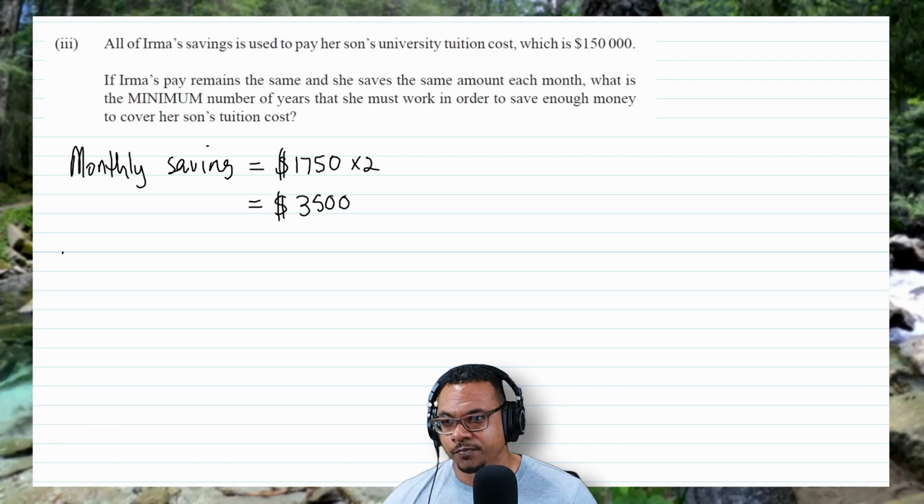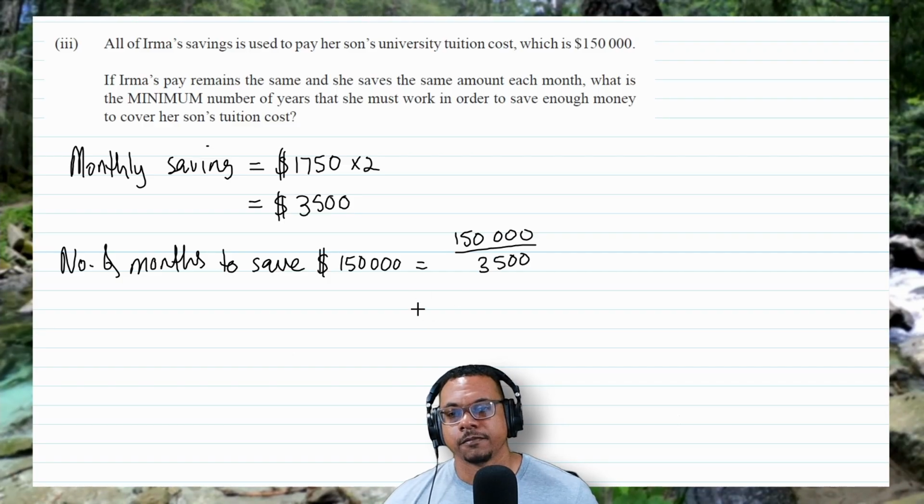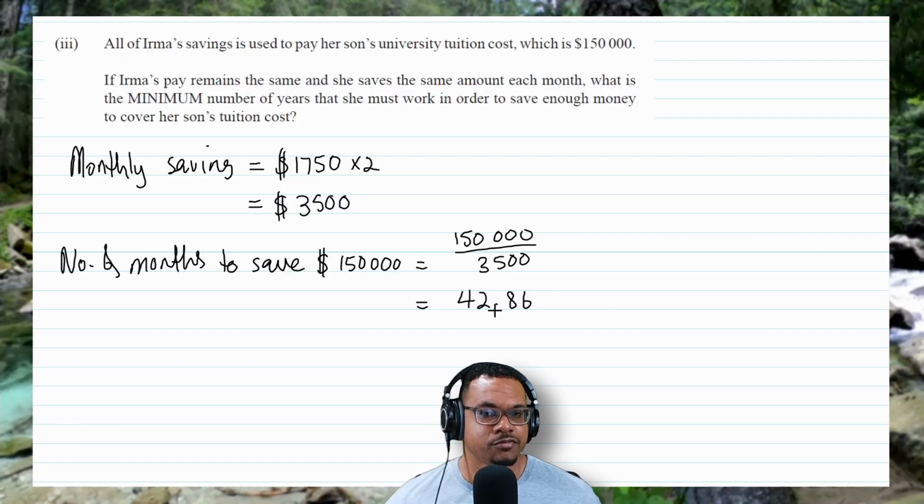That'll be dividing this $150,000 by this $3,500, and we get the number of months. So the number of months to save $150,000 would be $150,000 divided by 3,500. And that'll be 42.857 and going on like that, so I approximated 42.86 months.